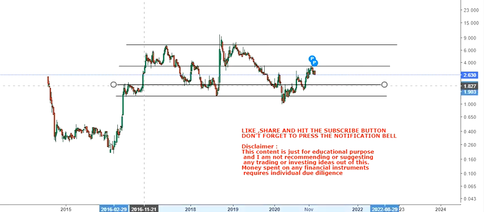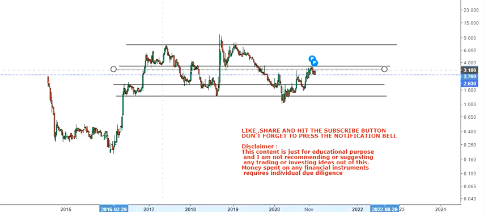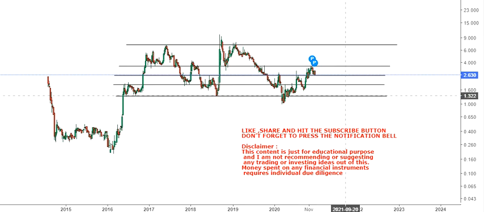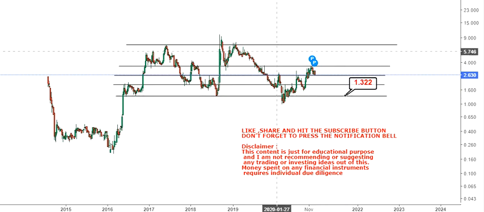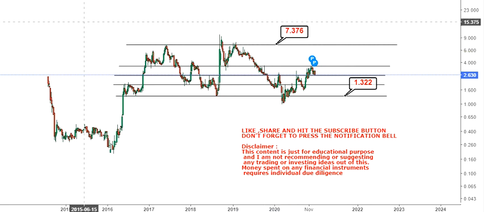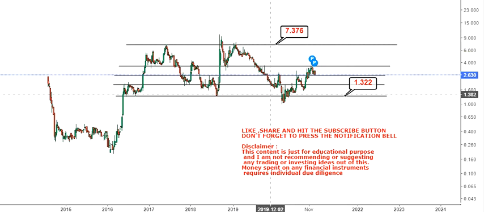So let me just draw all the important support and resistance levels. Okay, now these are the levels which are important. Inside this range you have your lower support at $1.3 and your higher support at $7.3. Now one should not go below $3.2 if the stock starts falling down. So this is the final support which you need to look at.